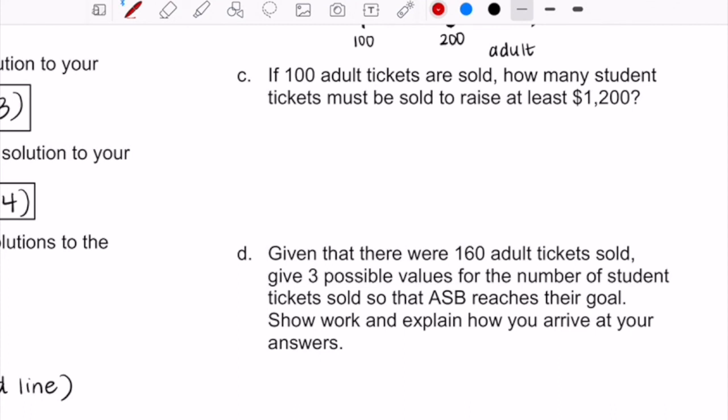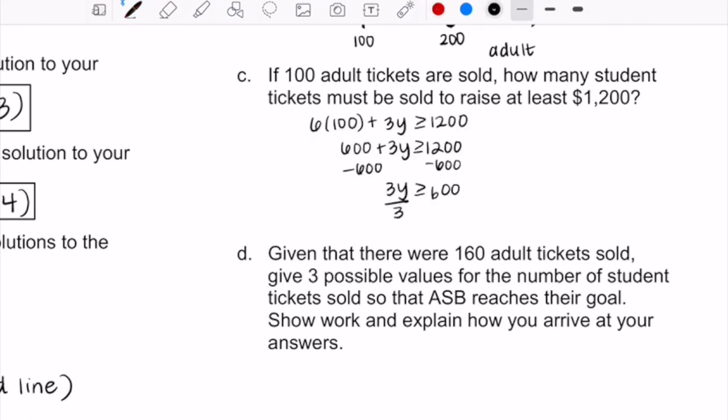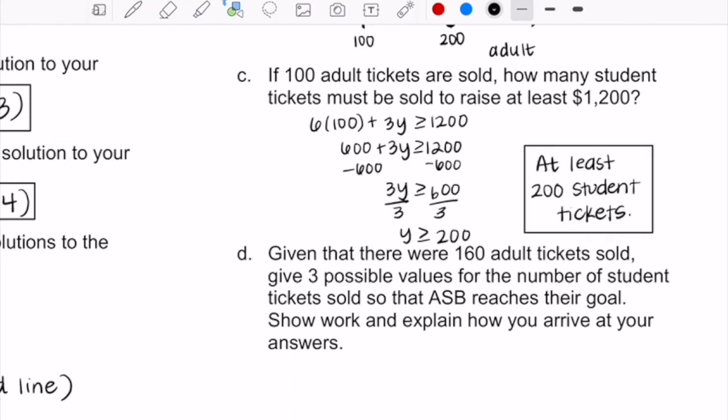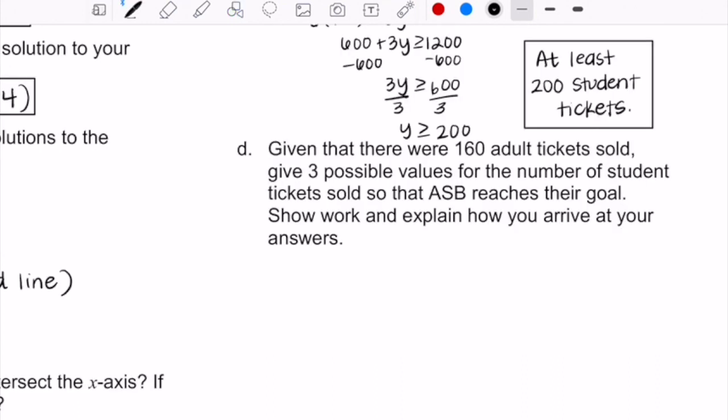We can plug the 100 in for x. 6 times 100 is 600, minus the 600 from both sides, and then divide by 3. So if they sold 100 adult tickets, they would need to sell greater than or equal to 200 student tickets in order to meet their goal. And then down here in the last example, it says, given that there were 160 adult tickets sold, give 3 possible values for the number of student tickets sold so that they reach their goal.